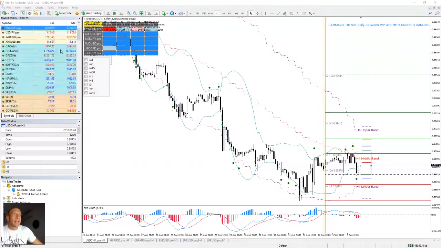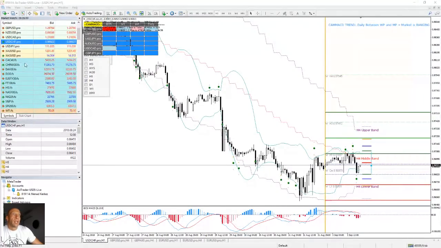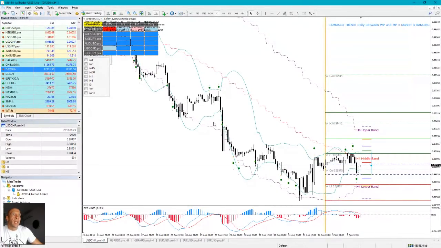And Adam is asking about DAX. Yeah, DAX 30. Let's see. DAX is here.